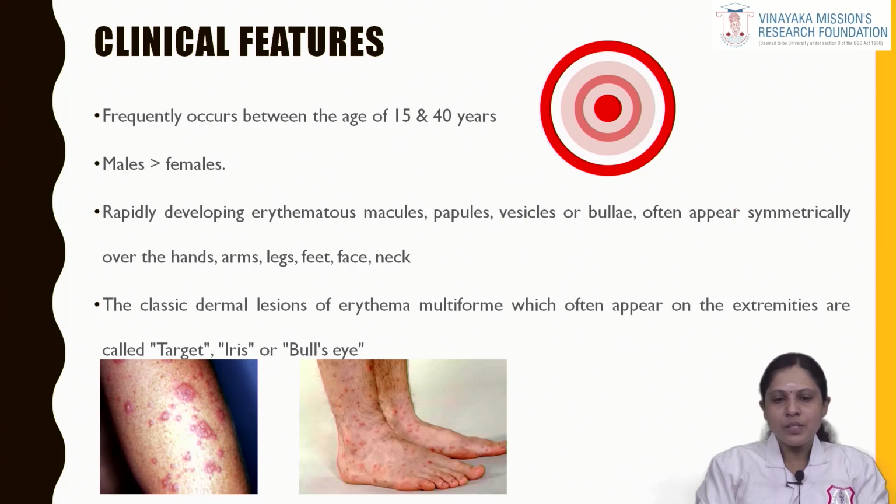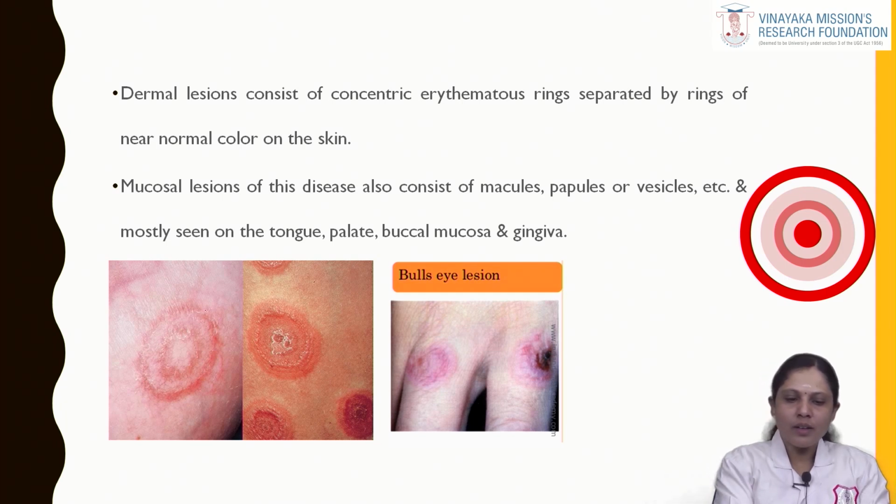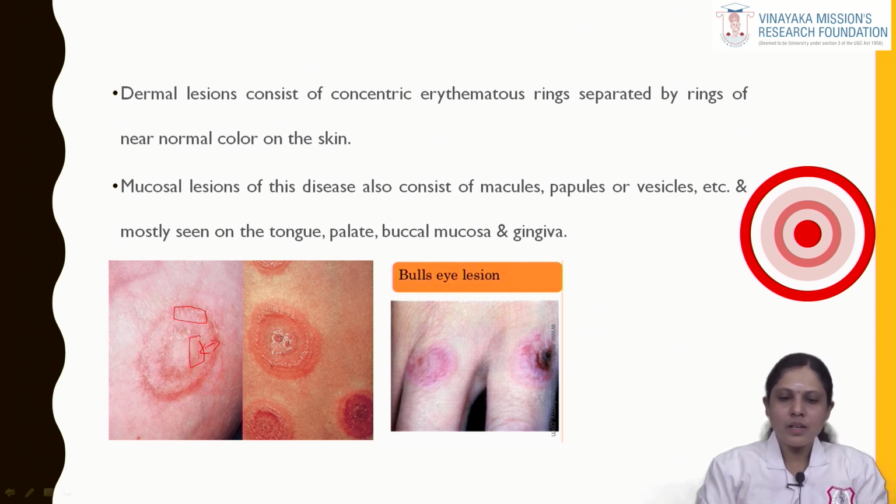So clinically we can appreciate the lesions commonly in males in the age group of 15 to 40 years. The lesions usually develop rapidly like erythematous macules, papules, vesicles or bullae, which are symmetrically distributed over hands, arms, legs, feet, face and neck. The classic dermal lesion is target, iris or bullae based on the appearance. The dermal lesion consists of concentric erythematous rings separated by rings of near normal color. So these are the erythematous rings. These erythematous rings are separated by near normal color of the skin.